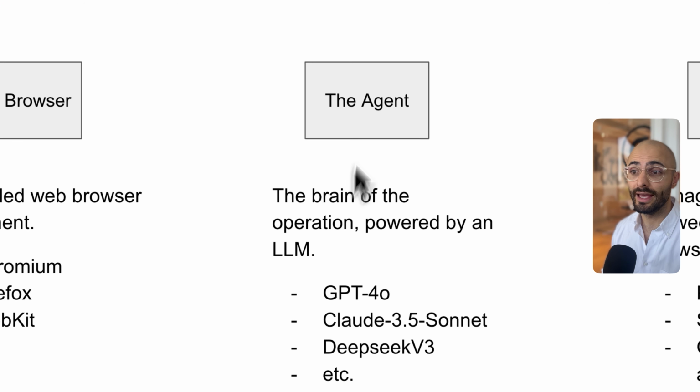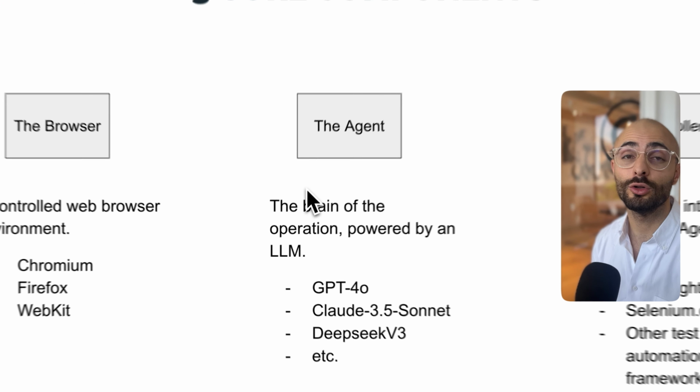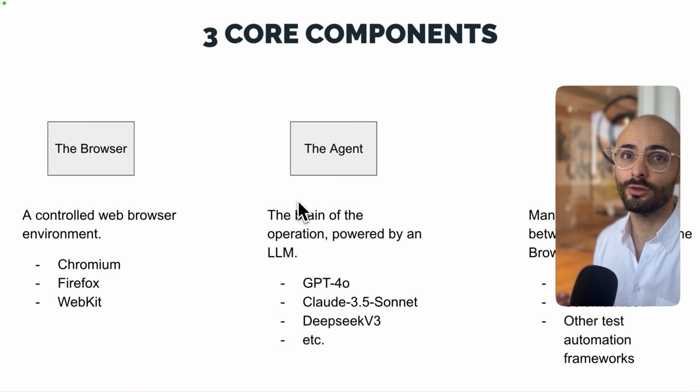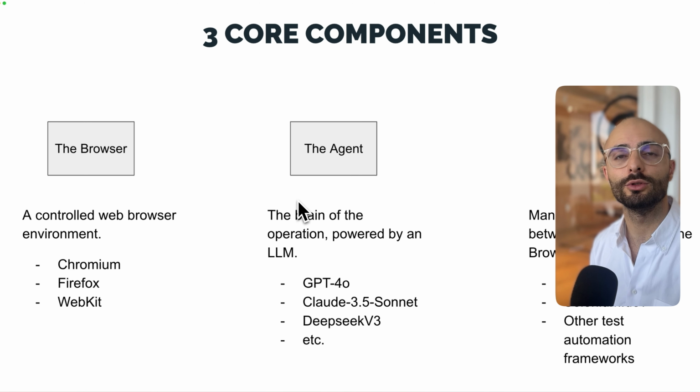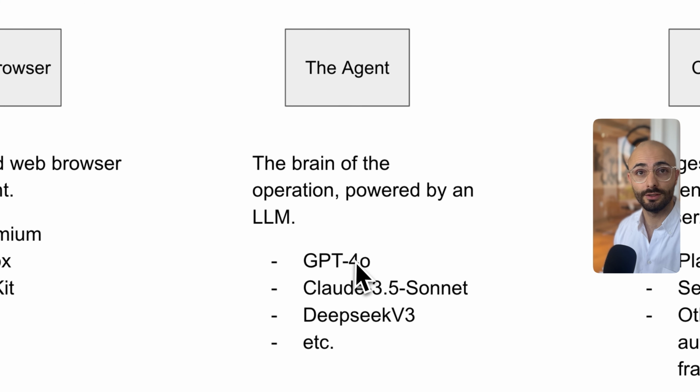Then we have the agent, which is the brain behind the model, which is a large language model. With the open source models, you're able to plug in any third-party large language model and use that one. So for instance, you can use GPT-4o from OpenAI, Claude 3.5 Sonnet from Anthropic, DeepSeek V3 from DeepSeek, etc.